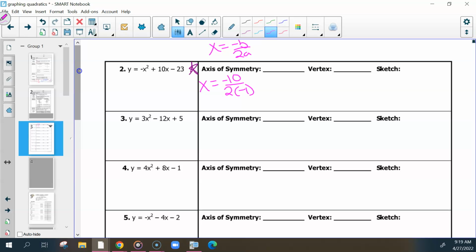And then what would our axis of symmetry be? X equals +5. And then we would put 5 into our equation for y and find what y is. Remember that there's a negative out front here. If you don't put that negative, it'll change your answer.